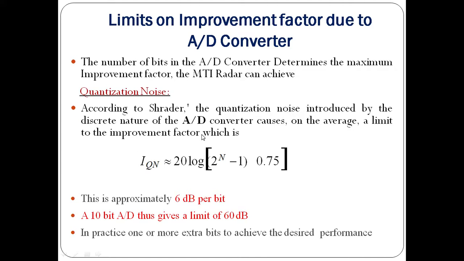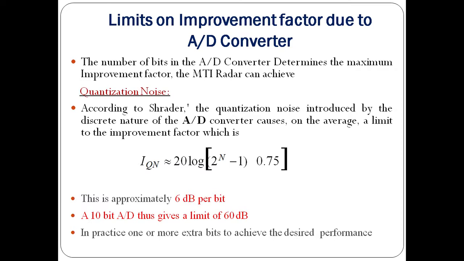The improvement factor is approximately equal to 20 log of (2 to the power n minus 1) into 0.75. This is the empirical equation. If n equals 1, we get approximately 6 dB. For every 1 bit increment, we get approximately 6 dB increment in the improvement factor. So it is approximately 6 dB per bit.